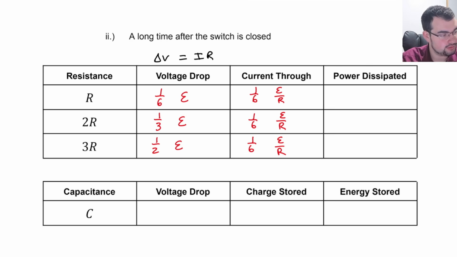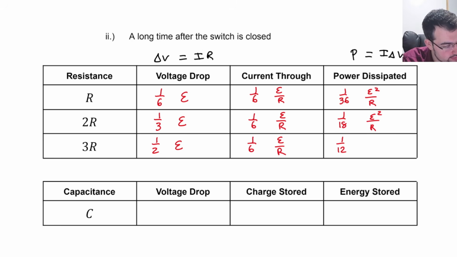Then the same idea for power dissipated. Multiply these two together. 6 and 6 makes 36. 3 and 6 makes 18. And then 6 and 2 makes 12.